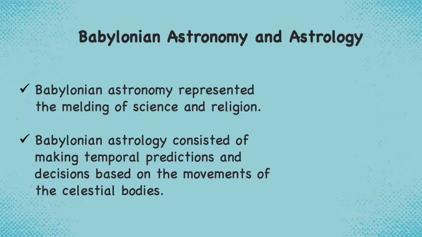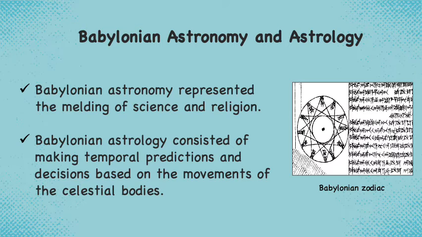Unlike today, astrology was never used for personal decisions during the Babylonian time, unless it had to do with the king, and it was also viewed as part of astronomy, not separate from it. This is a depiction of the Babylonian zodiac.